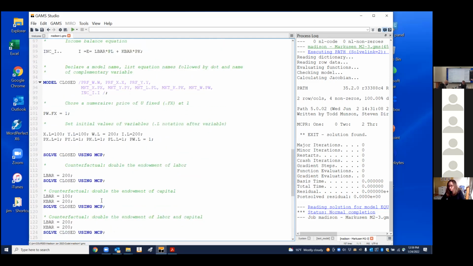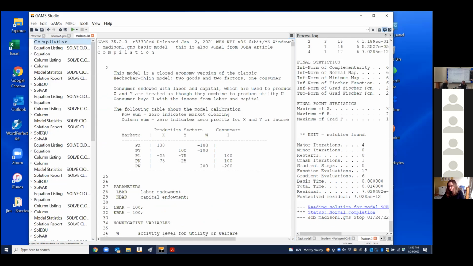Let me leave the second part for the moment. So let's run the model. This says normal completion. And mine opens automatically to the .lst file.